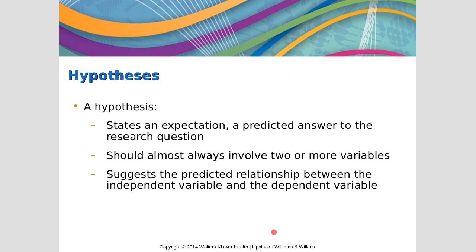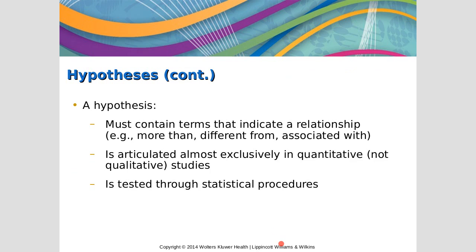So in a statement like that, the population is women, and the intervention is who were abused in childhood. The outcome is have a higher incidence of irritable bowel syndrome, and the comparison is that women versus women who were not abused. To continue with describing the hypothesis, it must contain terms that indicate a relationship. It is articulated almost exclusively in quantitative, not qualitative studies, and is tested through statistical procedures.